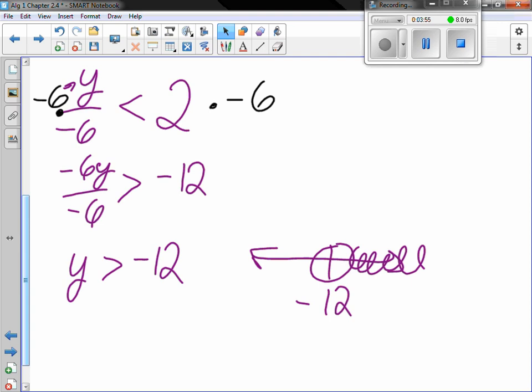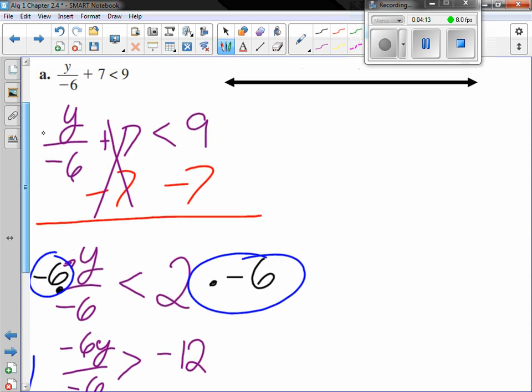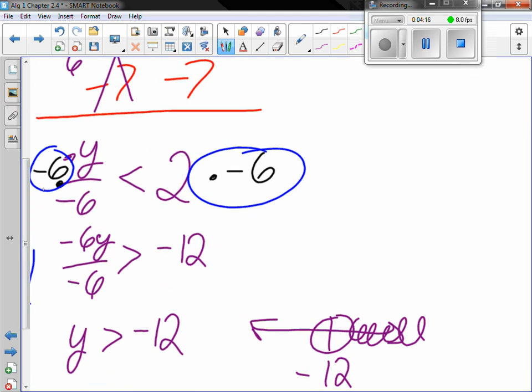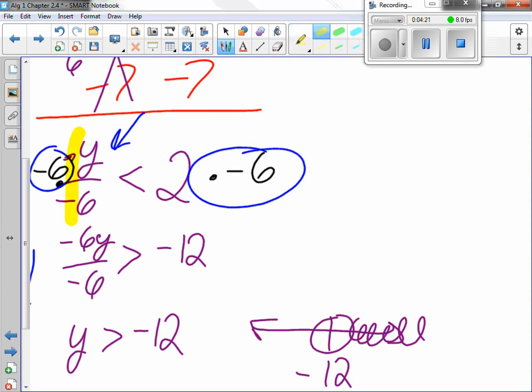Because we multiplied or divided by a negative, well, here, what did we do? We multiplied by a negative. Anytime we multiply or divide by a negative, we have to flip that sign. We have to change that sign. Because when we look at this here, before I multiplied by a negative, so not including that negative 6, but y over negative 6, is that positive or negative? The whole thing is negative, isn't it? Because of the negative 6, yes?